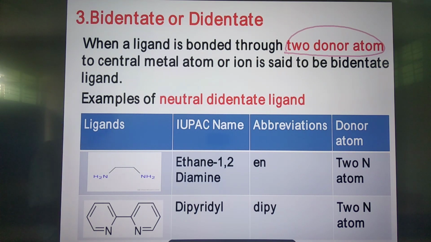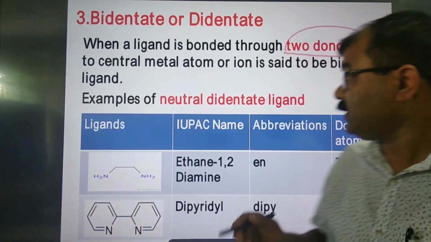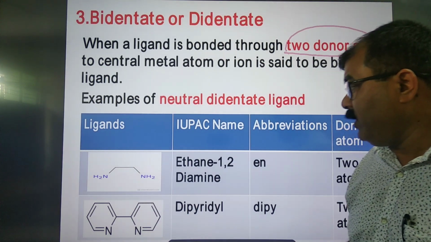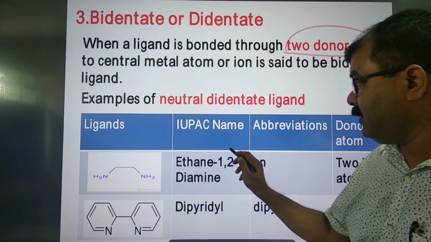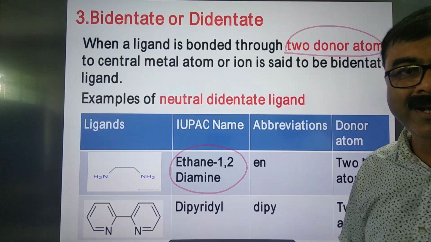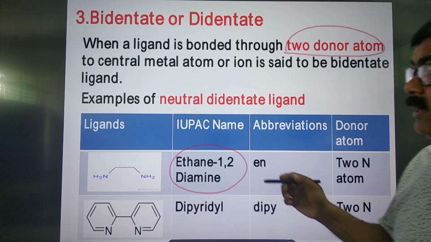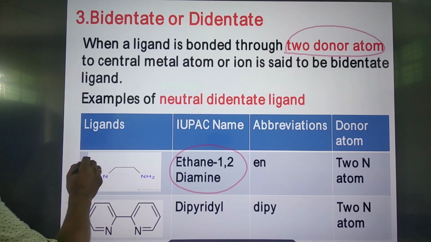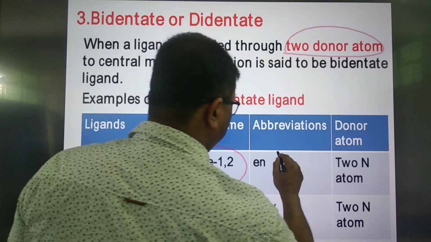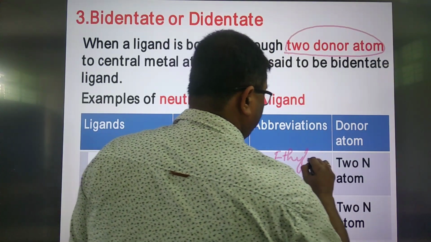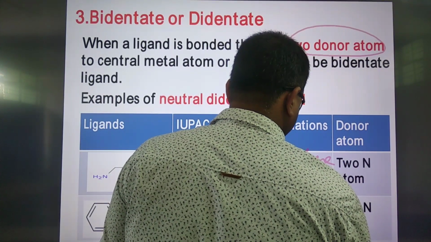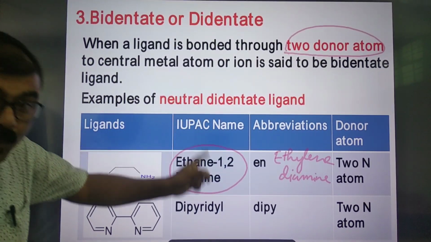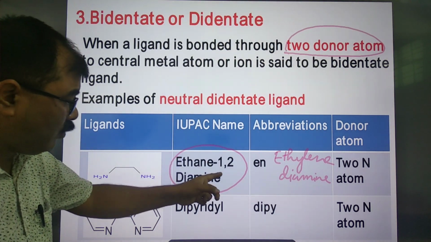So what are the examples? First we will see the neutral bidentate ligands. A very important example is ethane-1,2-diamine. This is the IUPAC name given in the complex, but the name of the ligand is actually ethylenediamine. I am writing here, ethylenediamine is the name. IUPAC name in the complex is ethane-1,2-diamine.